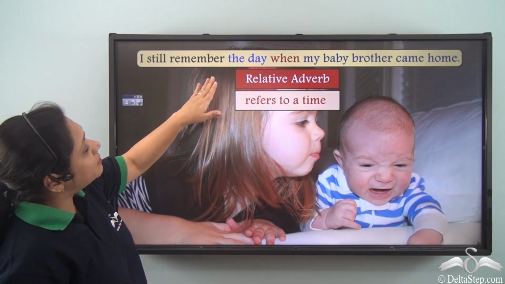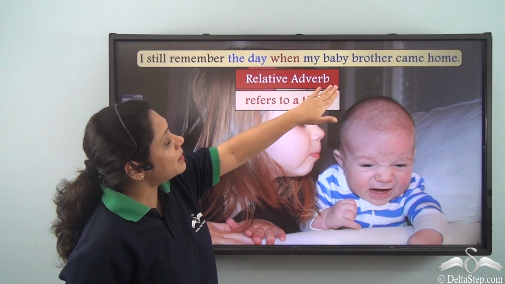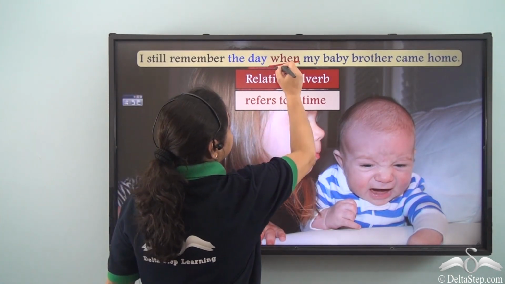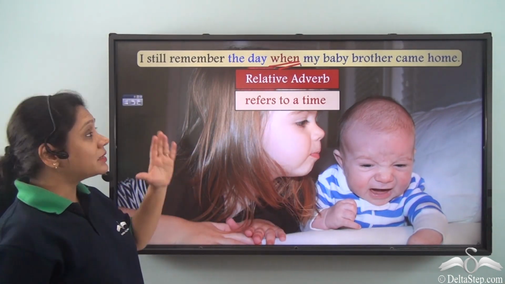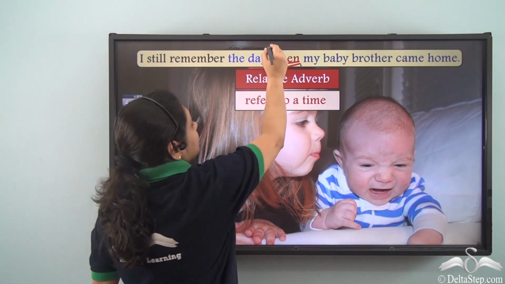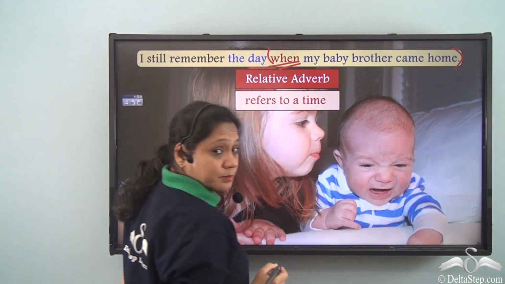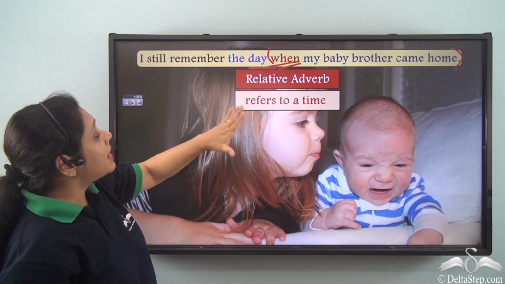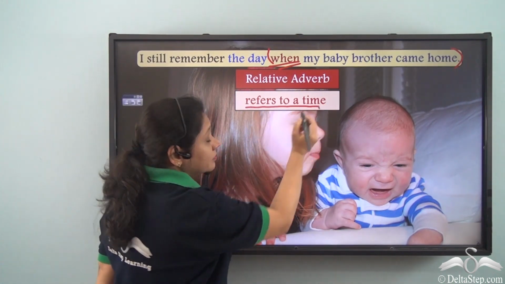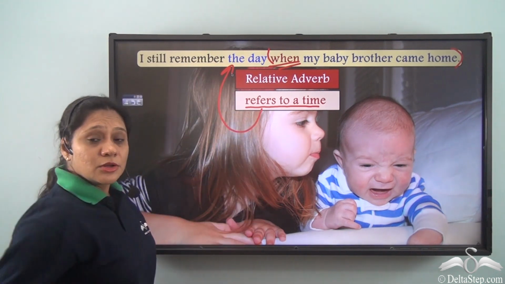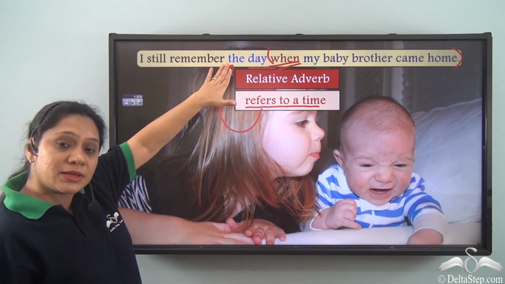I still remember the day when my baby brother came home. So in this sentence, when is a relative adverb. It is joining the two clauses. I still remember the day when my baby brother came home. And this adverb, which is a relative adverb, refers to a time. And this time is the day. So the antecedent is mentioned in this example.